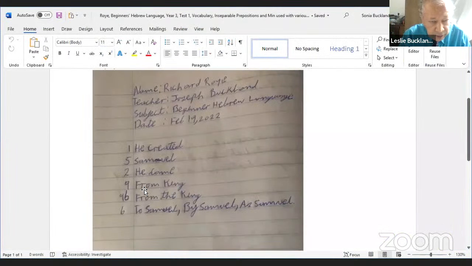Okay, number 9, from king. This is the first part of 9. This is the second part of 9. So they're both 9. From king. In English, we would really say from a king. But I understand why he was just saying from king.